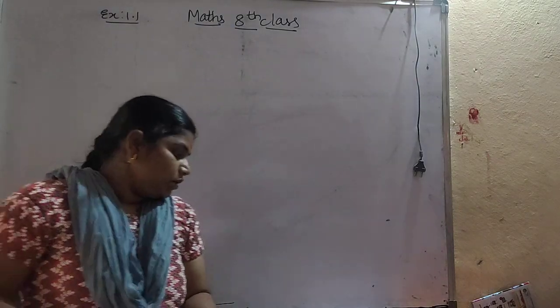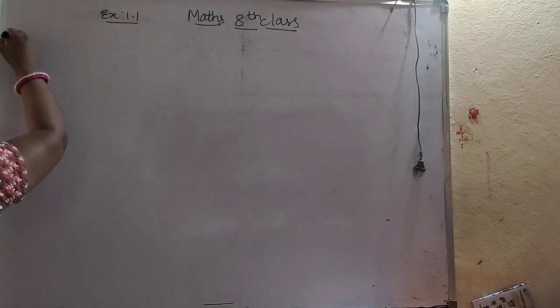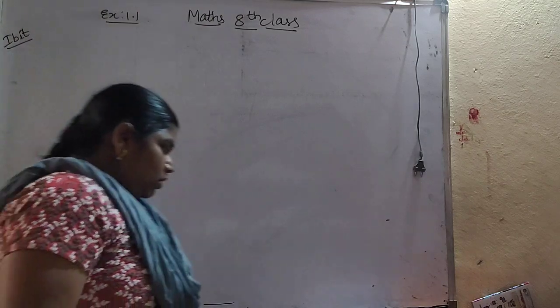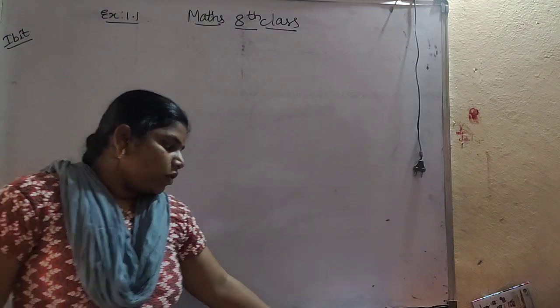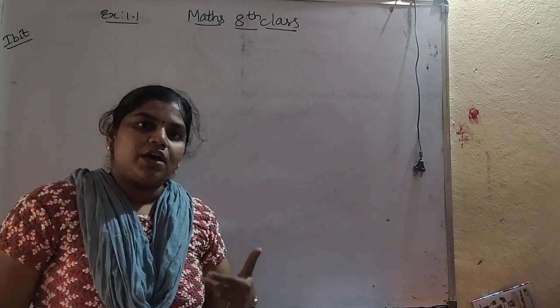So good morning everyone. So we are starting our exercise 1, that is first bit. Name the properties involved in the following examples. So they have given some examples. We have to write which property they have used there.